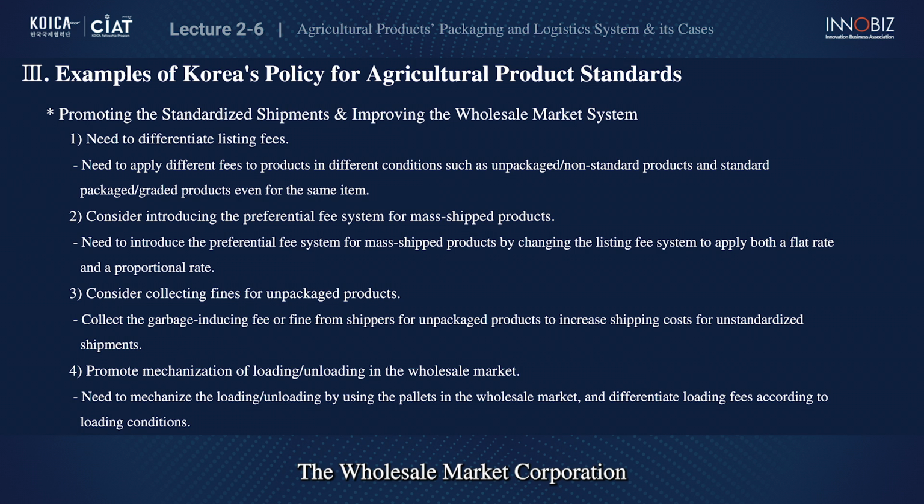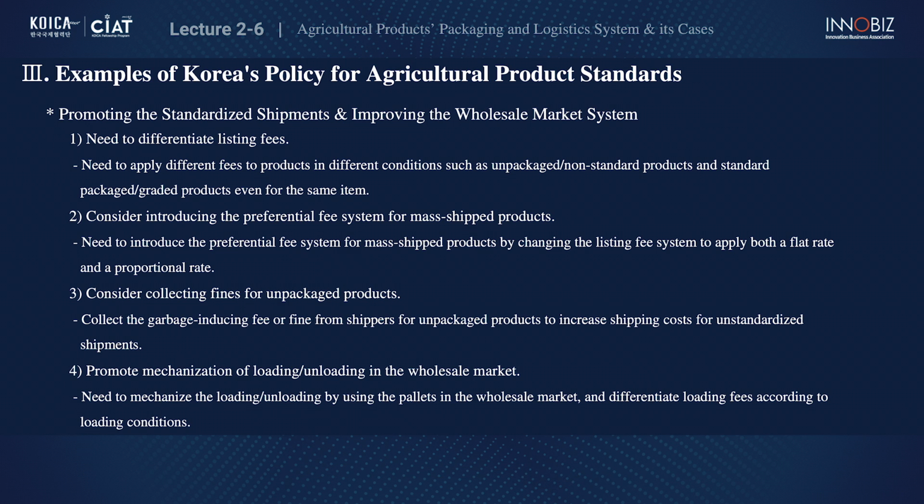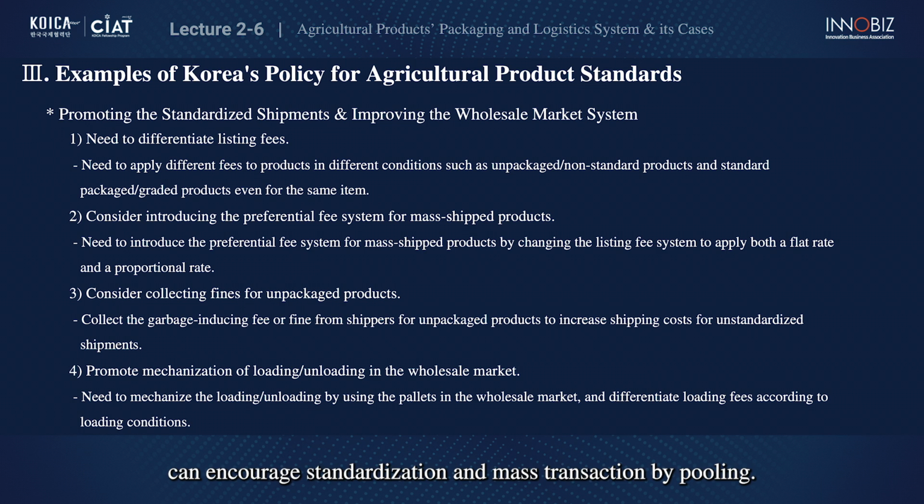The wholesale market corporations earn a lot more from auctioning mass-shipped products than small-quantity products. As a result, producers are showing a tendency to divide their products among several wholesale market corporations. This increases the number of auctions, lowers the operational efficiency of the wholesale market, and may hinder mass distribution by pooling. Therefore, introducing the basic auction fee can encourage standardization and mass transaction by pooling in production areas.